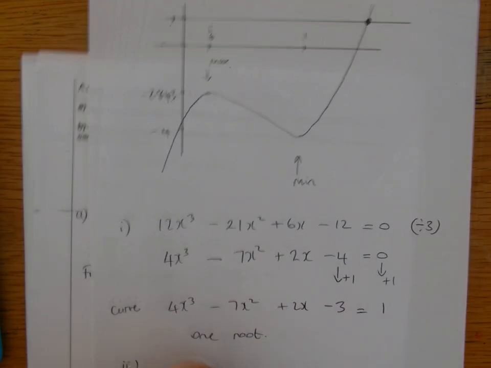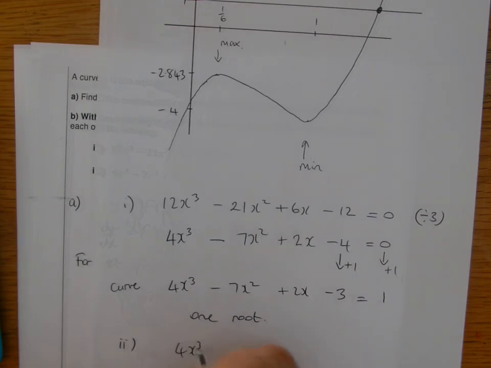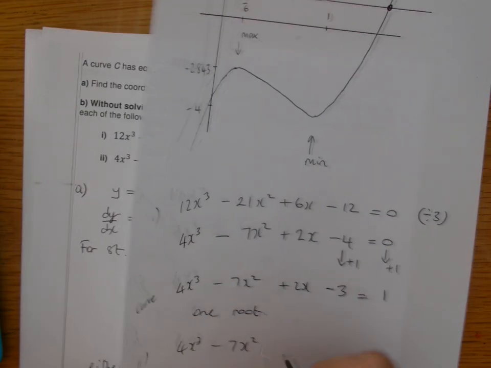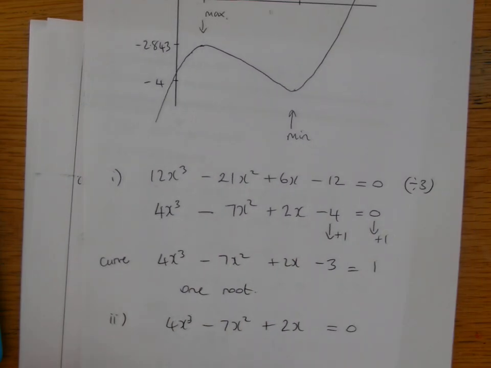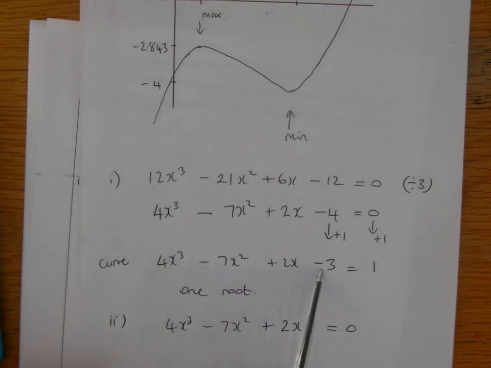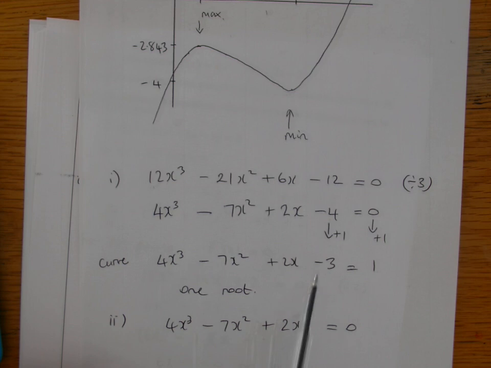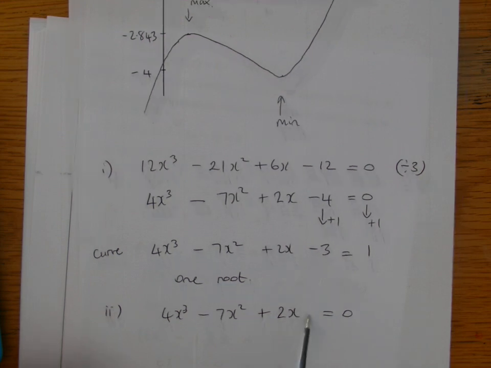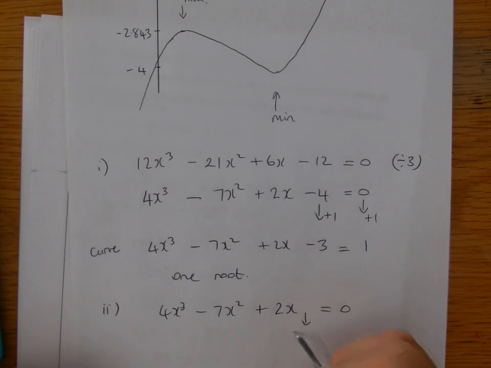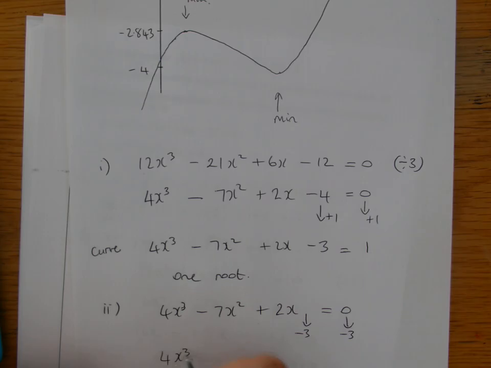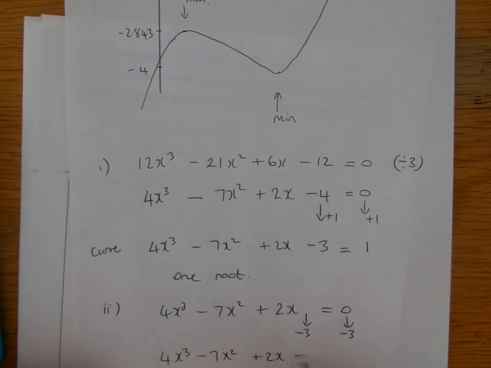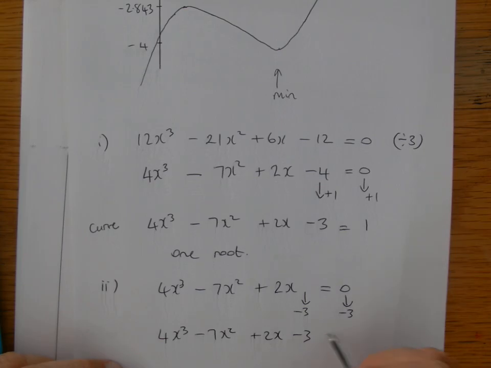So with part 2, if I just copy it down, we've got 4x cubed minus 7x squared plus 2x equals 0. If we compare that to our curve, remember that was the curve here, it's pretty much identical, but we don't have this minus 3 here. In fact, we don't have any value there. So what I'm going to have to do is take away 3 from this side. But remember to balance, I've got to take away 3 from that side. So I'll then have the curve that I've got drawn, which is my function of x. But on the right-hand side, it will be equal to minus 3.